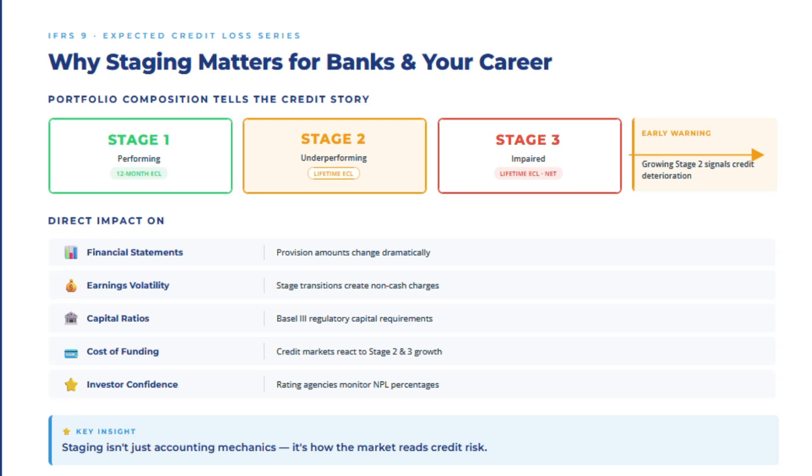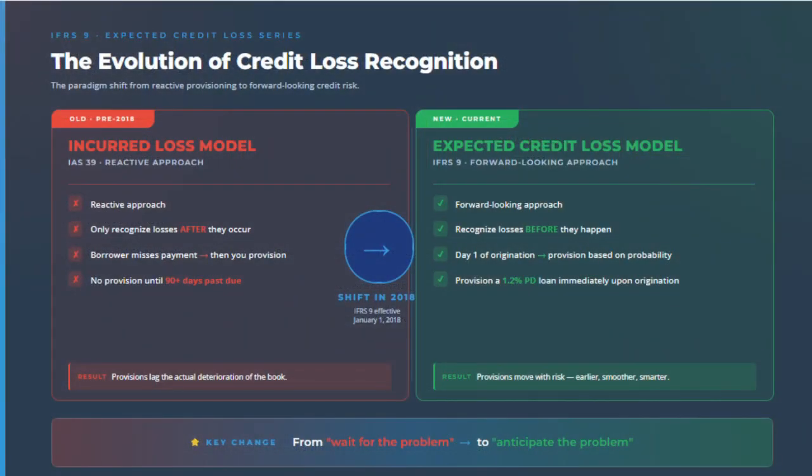Now here's what actually matters to your career and the business: the financial statements, the earnings volatility, capital ratios, cost of funding, the investors' confidence. The rating agencies monitor the non-performing loan percentages. A deteriorating stage 2 and stage 3 profile triggers downgrades. So staging isn't just accounting mechanics. It's how the market reads your credit risk. Understand this framework, and you will understand how banks really work.